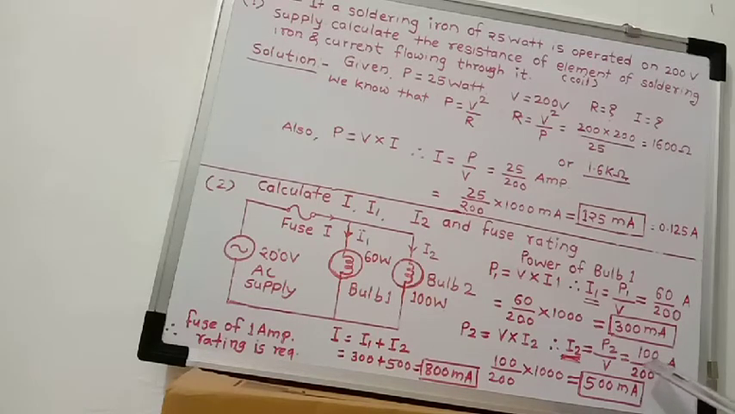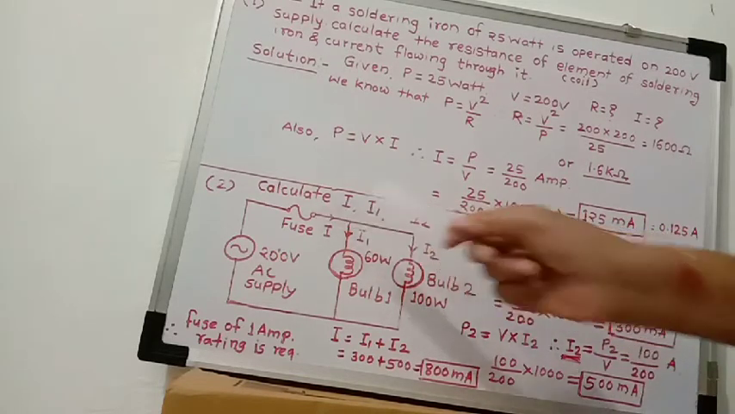0.5 ampere or 1/2. Now 100 upon 200 ampere, convert it into milliampere, means 100 upon 200 into 1000. 200 fives are 1000, and 100 into 5 is 500. So I2 is 500 milliampere, that is 0.5 ampere.